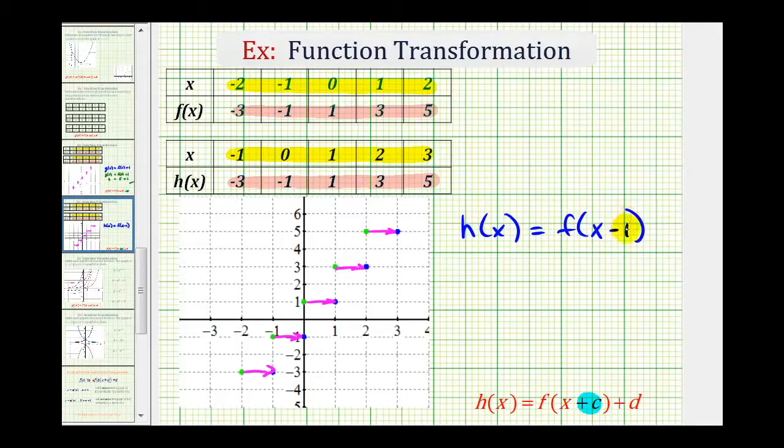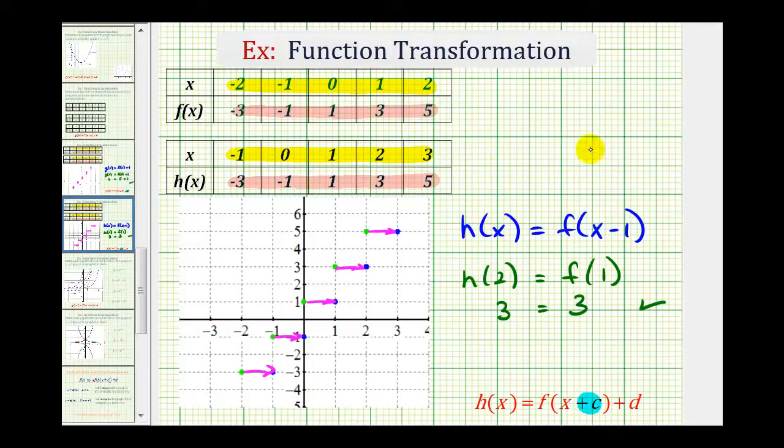And again, let's go ahead and test this. Let's select h of 2. Well, h of 2 must be equal to f of 2 minus 1, which is f of 1. Notice h of 2 is 3, and f of 1 is equal to 3 as well. So this rule checks also.